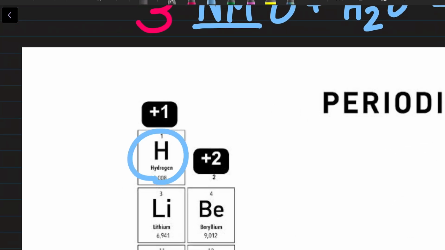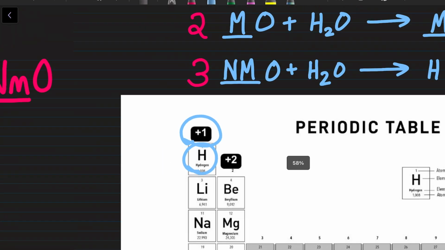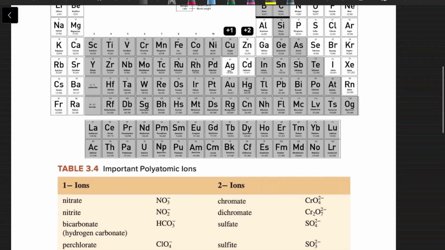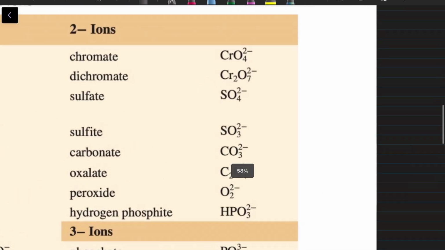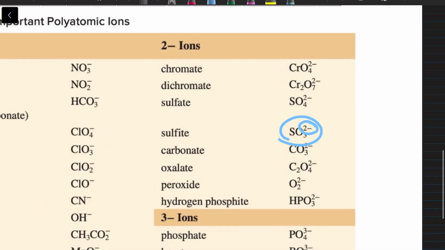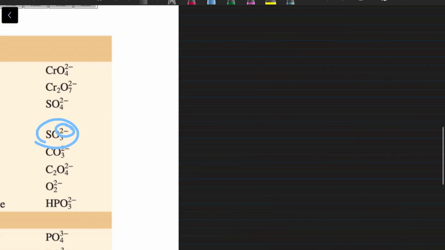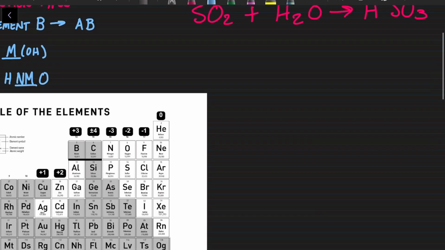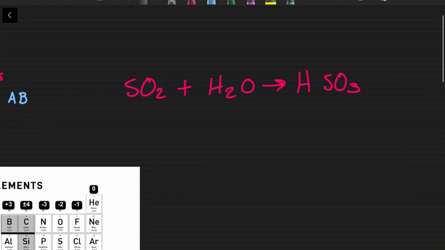Okay. And then here we have hydrogen, and we're also going to grab the charge for sulfite, because these are the 2 things that we will be connecting. So I've already gone ahead and written down the form. So we have hydrogen and sulfite, and then we add the charges on there, which we just found out.